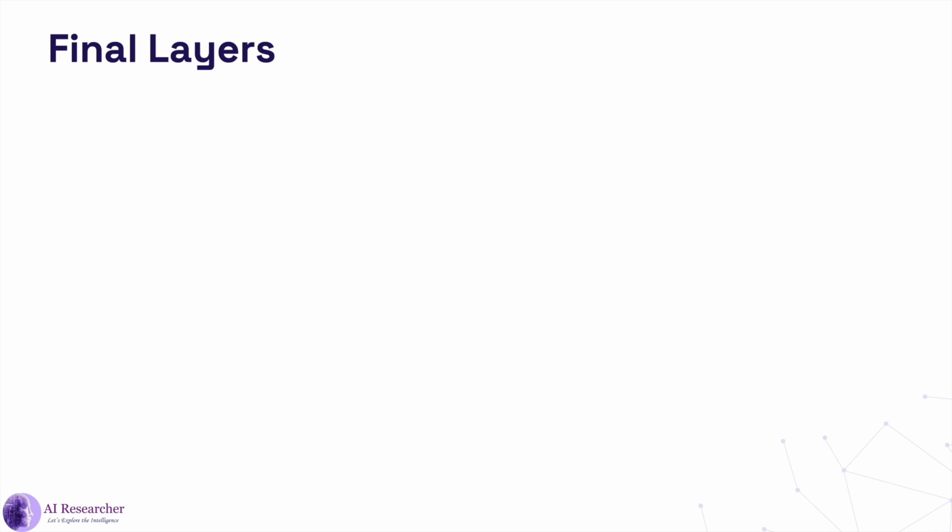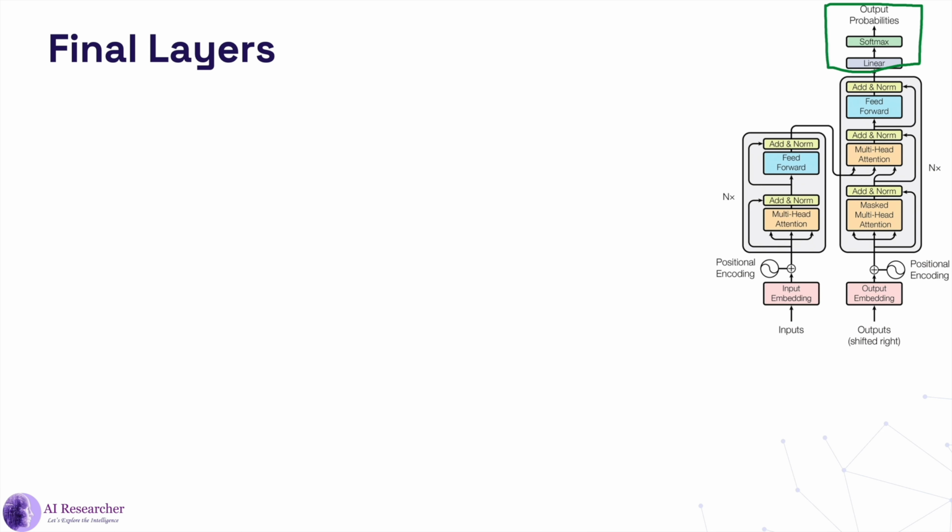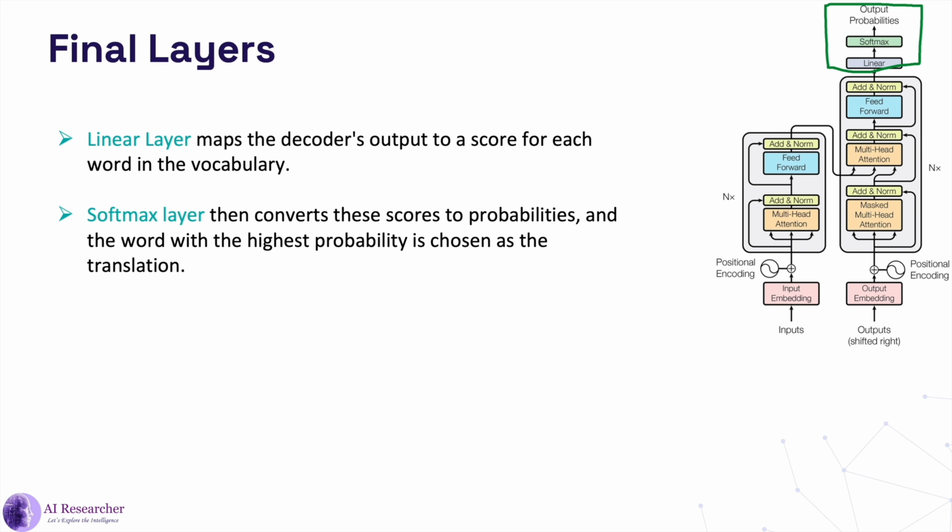Now there are some final layers that we see in the architecture, that is the linear layer, softmax layer and the output probabilities. So what exactly is the linear layer? This layer maps the decoder's output to a much larger vector with a size usually equal to the vocabulary. The softmax layer converts these scores to probabilities, and the word with the highest probability is chosen as the translation. The process continues until the end-of-sequence token is generated.